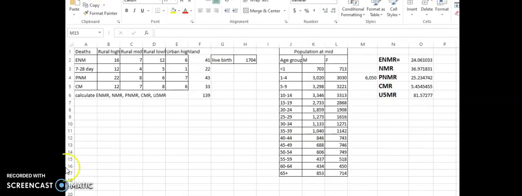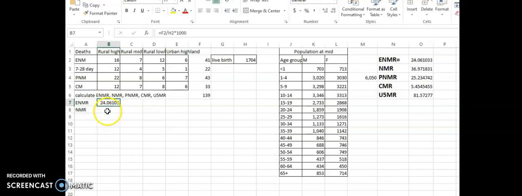Okay guys, let's start with the early neonatal mortality rate, which is the first week of life. Early neonatal mortality data is given here: 41. So this numerator divided by the total number of live births and multiplied by 1000 will give us the early neonatal mortality rate, which is 24 per 1000 live births.